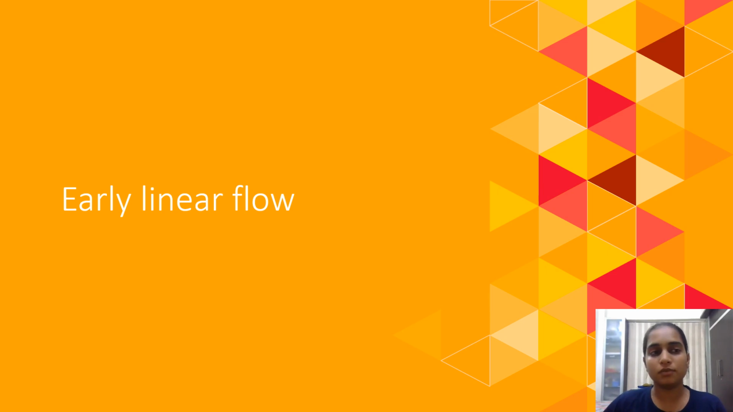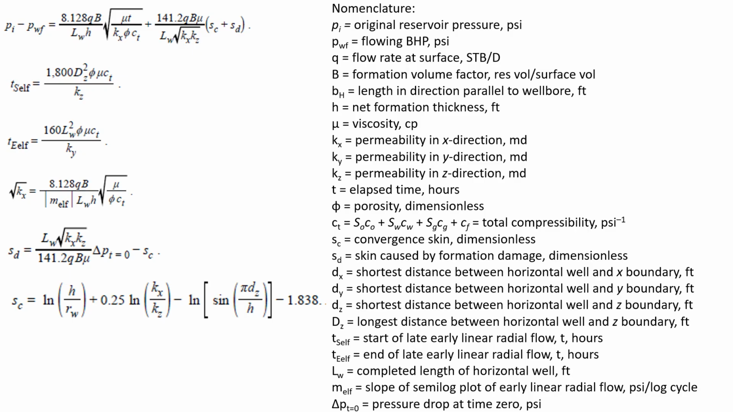Early linear flow. The governing equation for early linear flow is given by equation 1. The convergence skin SC is discussed in the next slide. The start of the early linear flow region depends on the farthest distance to a vertical boundary, capital DZ, and vertical permeability Kz, as given by equation 2.